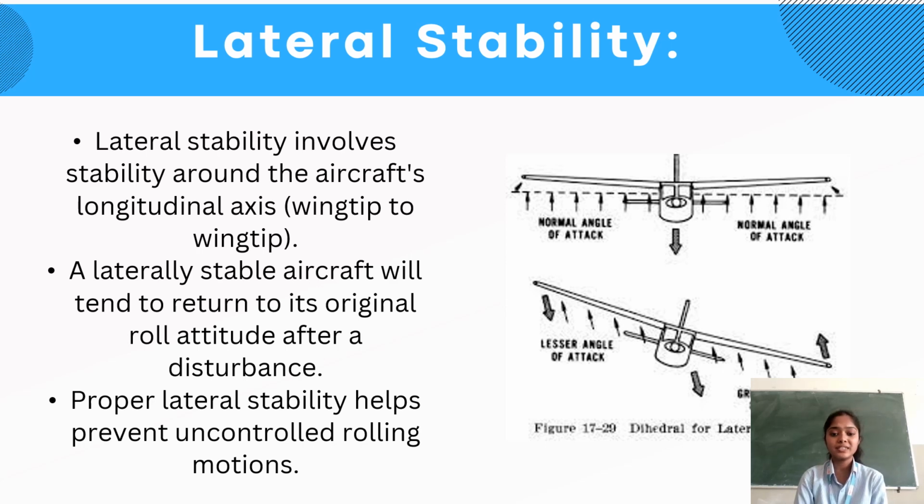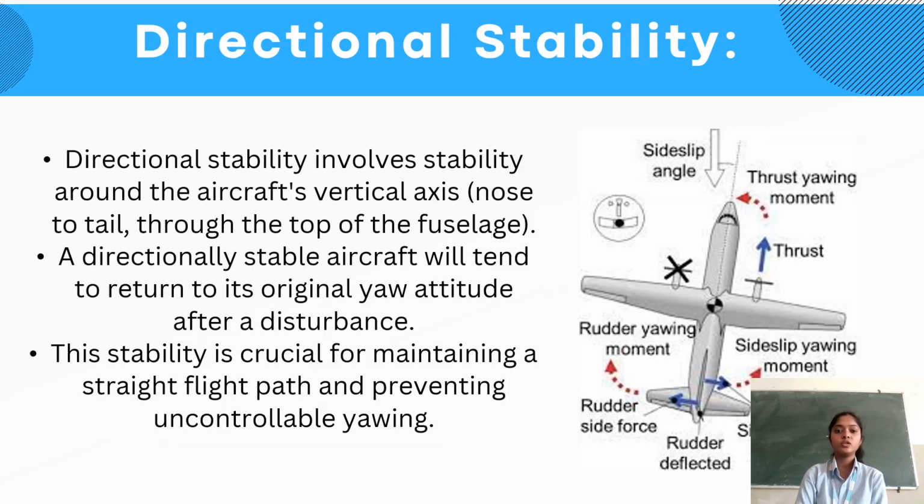When the glider rolls to one side, the wing on the lower side has a higher angle of attack and therefore generates more lift. This creates a rolling moment that counteracts the initial roll and helps to bring the glider back to level flight. Then moving to the third type, which is directional stability.